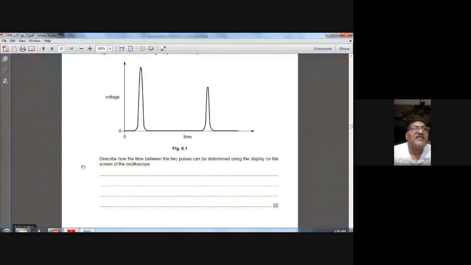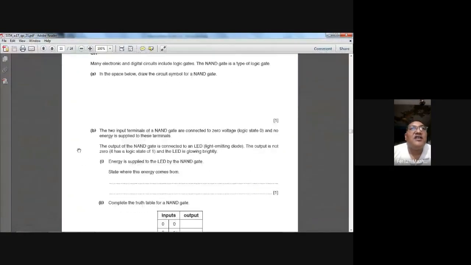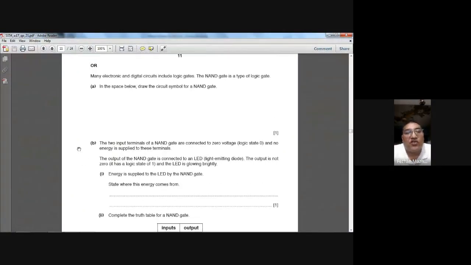Okay, we are moving to the next part. This is the OR part. This OR part means this is from electronics, and this is in the option. You could do question 6, which we have already done, or you can do this. This belongs to the electronics topic. The first question is: many electronic and digital circuits include logic gates. The NAND gate is a type of logic gate. In the space below, draw the circuit symbol for a NAND gate.